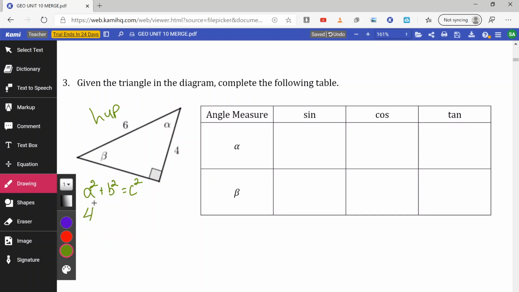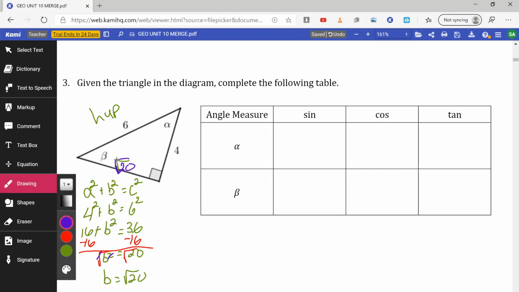So 4 is a short side, so we square that. We don't know what our b is, but we do know our hypotenuse is 6. So 4 squared gives me 16 plus b squared, and 6 squared gives me 36. We subtract 16 from both sides, and we get 20 is b squared. So to get just b, we take the square root of both sides, and the square root and square cancel each other out, leaving me with square root of 20 as our short side.